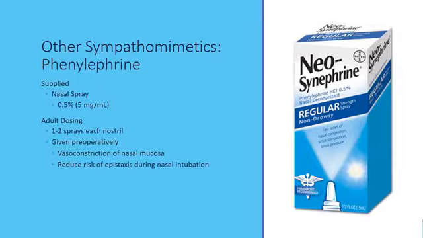The nasal spray is 0.5%, so that's 5 milligrams per ml. And so if we're going to use neosynephrine, it's typically used often in the OR prior to placement of a nasal endotracheal tube. We're going to administer 1 to 2 sprays each nostril, and it's given preoperatively. And remember that it needs a little bit of time to work. It takes just a few minutes.